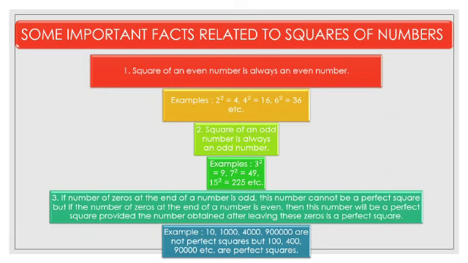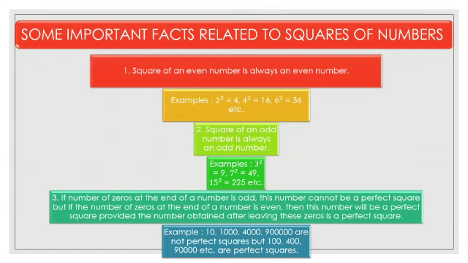Some important facts related to square numbers. First, the square of an even number is always an even number. Example 2 squared equals 4, 4 squared equals 16, 6 squared equals 36, etc. Next, the square of any odd number is always an odd number. Example 3 squared equals 9, 7 squared equals 49, 15 squared equals 225.